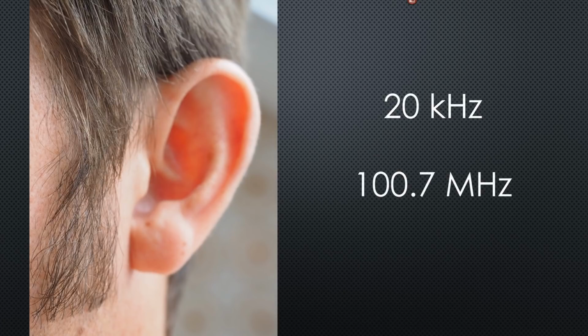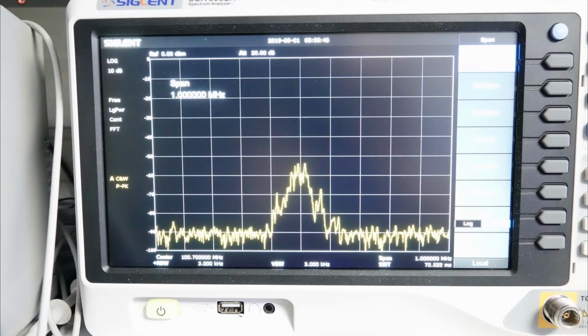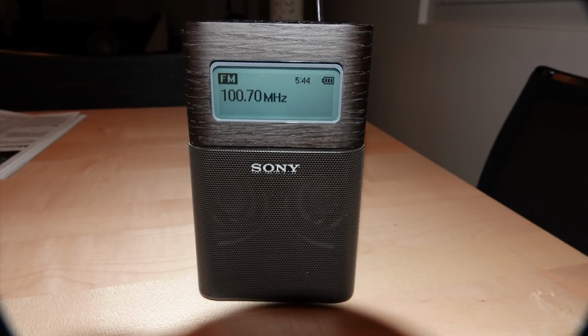To get this working, the carrier is modulated with a sound signal. A typical signal of such an FM station looks like this. We see a curve with a center of 100.7 MHz and two so-called sidebands which contain the sound signal. So our radio has to demodulate the music or voice from this carrier.